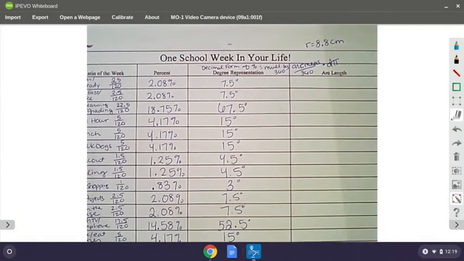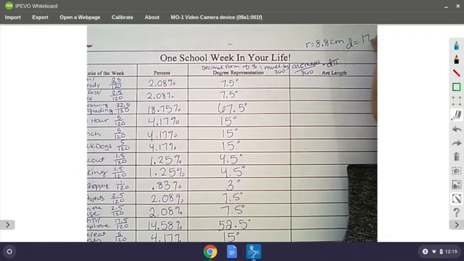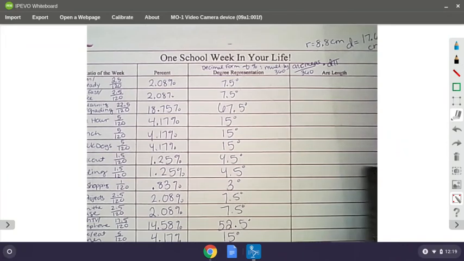If you don't have a printer and you're going to make your own circle, just hopefully you have a ruler and you can measure. Worst case scenario, I think you could probably get a ruler online or something and measure it to the best that you can. So the radius is 8.8 centimeters and the diameter is 17.6 centimeters.